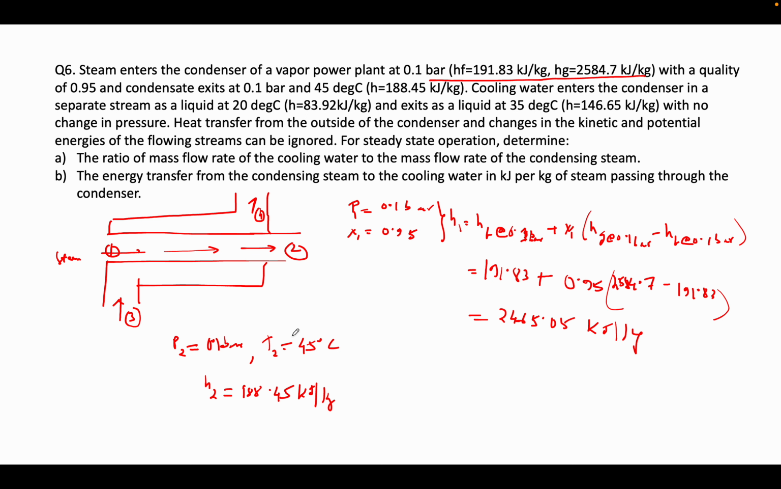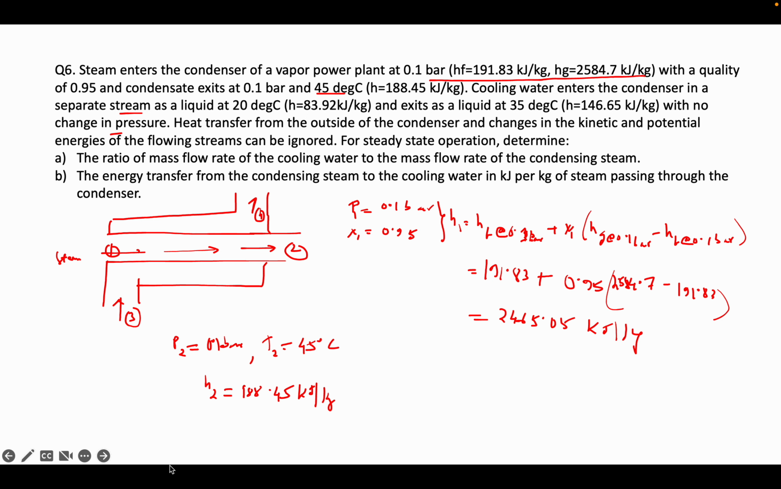Okay, so 1 and 2 are done, that means the steam part is done. Now the next part is your cooling water. It enters the condenser in a separate stream, that's what I have shown. Cooling water enters at 20 degrees Celsius with no change in pressure, that means the pressure is again 0.1 bar. Everything is done here at 0.1 bar.